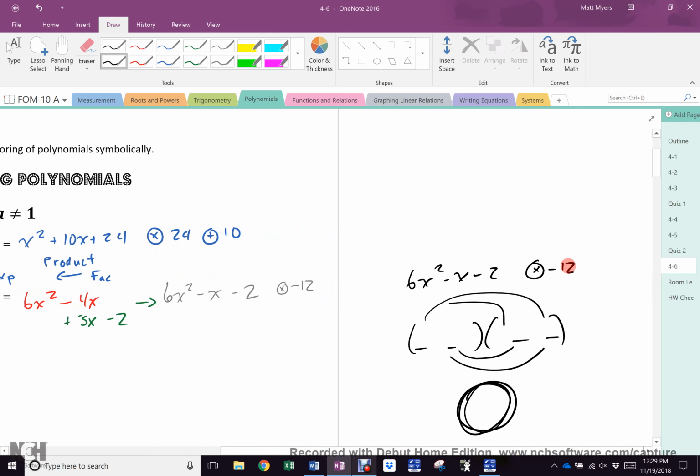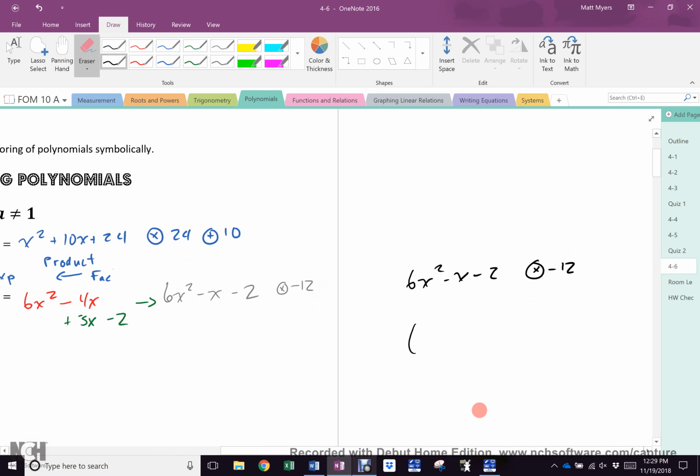So what are the factors of negative 12 that will add up to negative 1? Is it 1 and 12? No. Is it 2 and 6? No. Is it 3 and 4? Yes. How will 3 and 4 get me to negative 1? Positive 3 minus 4. Agreed? So, if there was no 6 there, it would be x plus 3 and x minus 4. Correct? Is everyone cool with me to there?